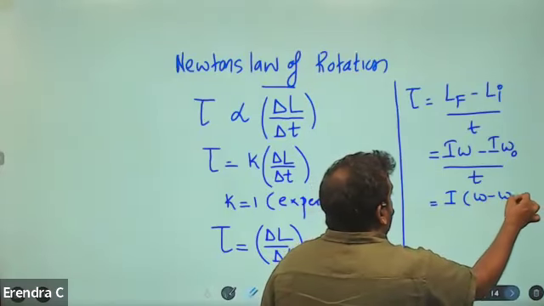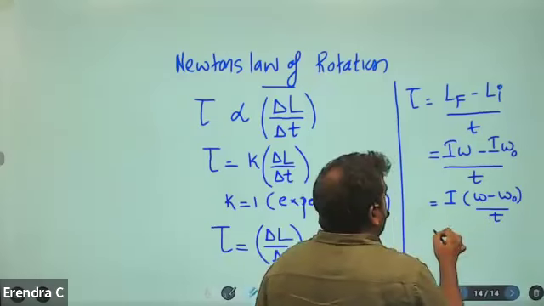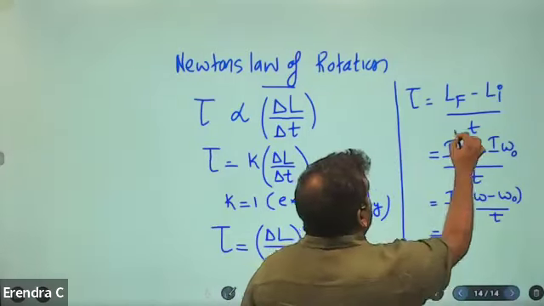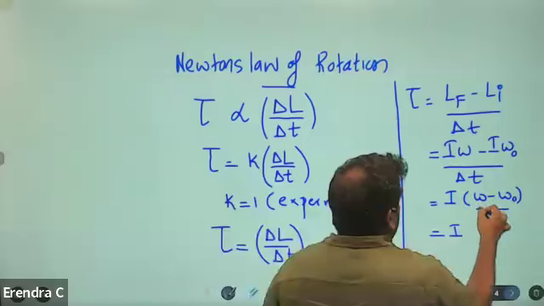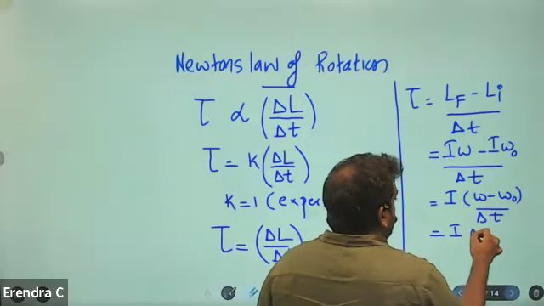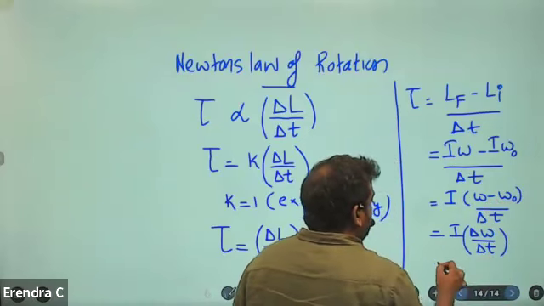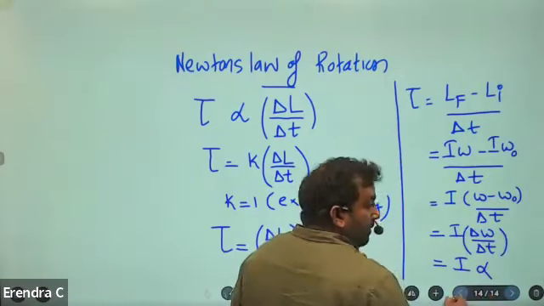Omega minus omega naught divided by T. What is this? Delta T. I'm sorry, delta T. What is this? Change in omega divided by time. What is change in omega divided by time? Alpha.